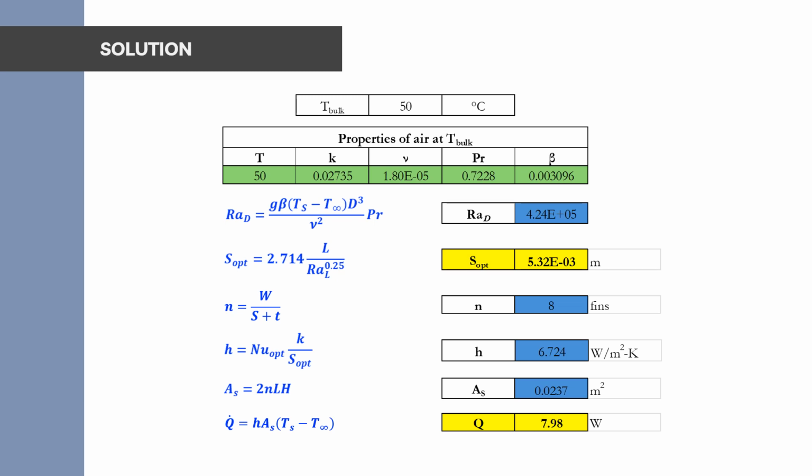Using the relations for isothermal parallel plates and natural convection over fin surfaces that was presented earlier, the optimal fin spacing or distance should be 5.32 times 10 raised to the negative 3 meters, and the rate of heat transfer due to natural convection would be 7.98 watts.